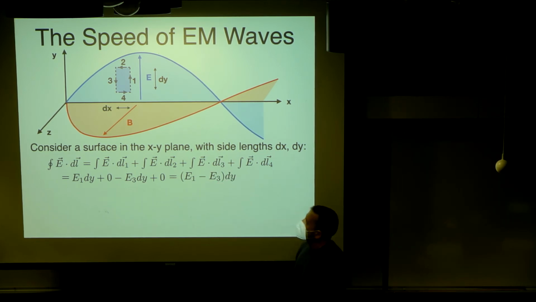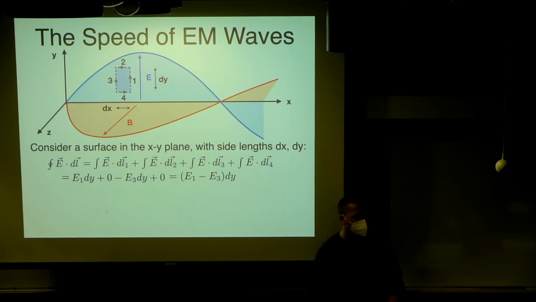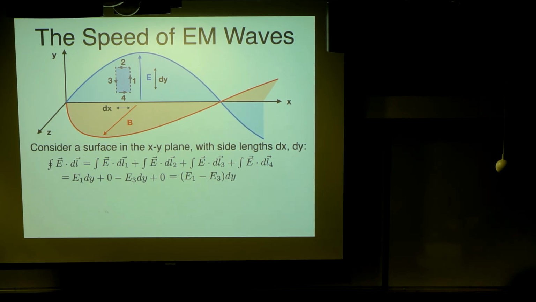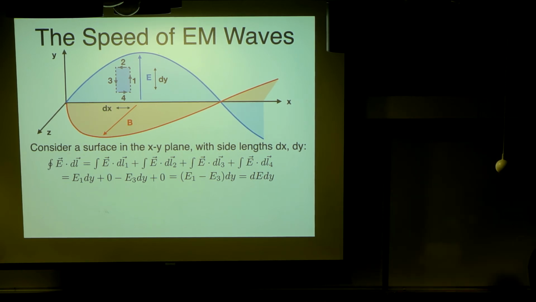Now if you look closely at the picture, it looks like the E field is a little stronger here compared to here. It's a little bigger at 1 compared to 3. So this difference is going to be something positive. But let's call that small difference in the E field strength dE, okay? So there's some small difference in how strong the E field is between the 2 points. We're calling that dE, and that's multiplying dy, right? So that's how I just evaluate that integral. You with me so far?